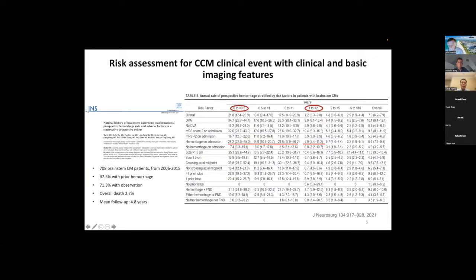This is a study from my colleagues, specifically on brainstem CCM with 700 cases. That's a large number during a 10-year study period. Most of the patients had a prior hemorrhage history or presentation, about 90% of them. A temporal clustering was also observed within the first year, followed by a rapid decline to the overall level.